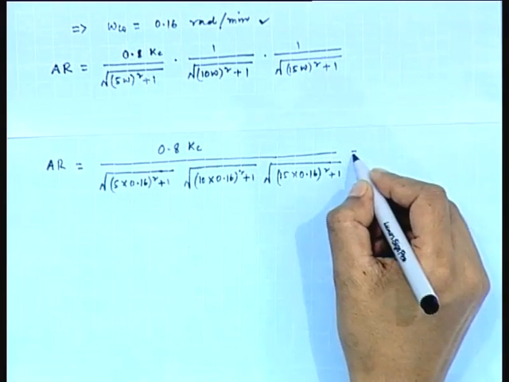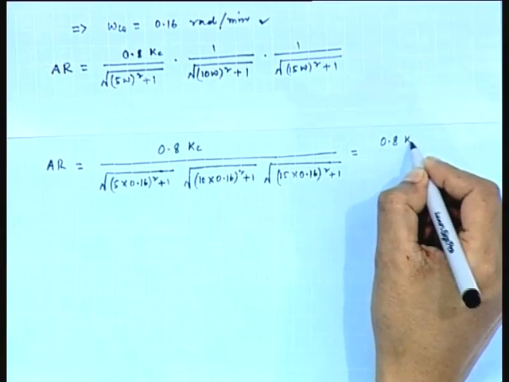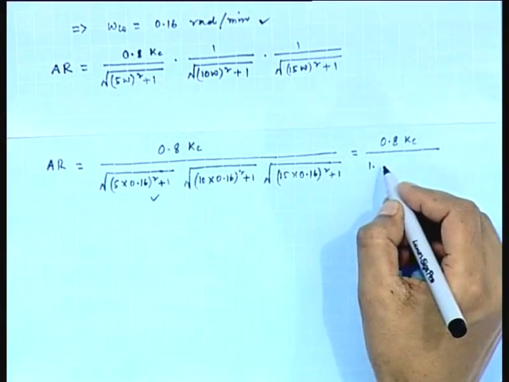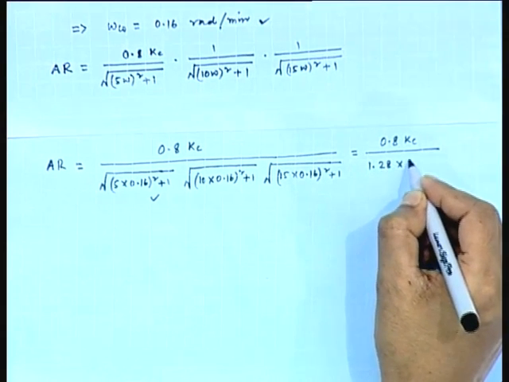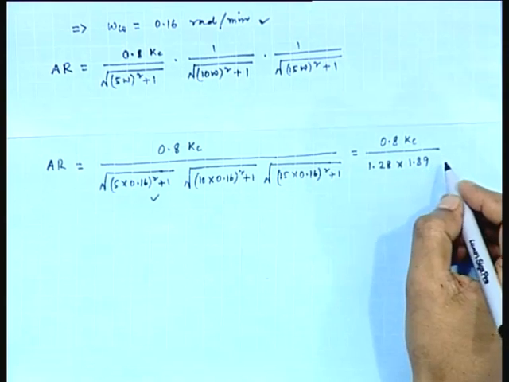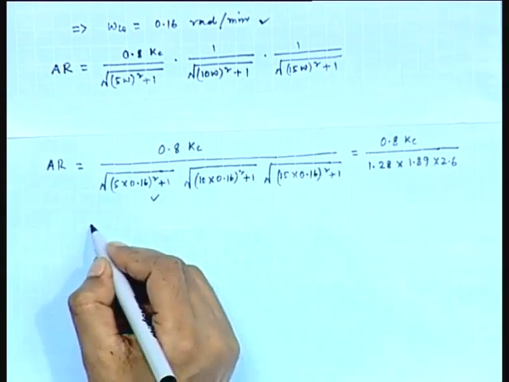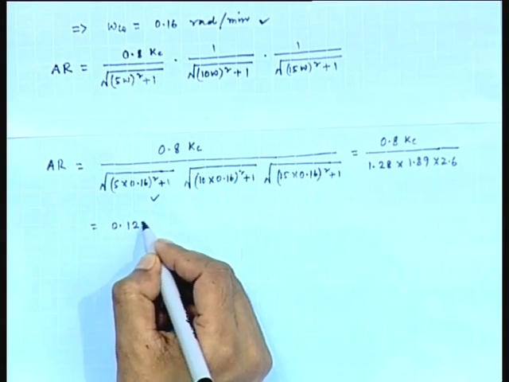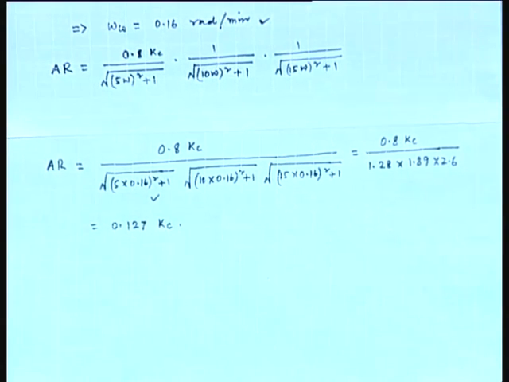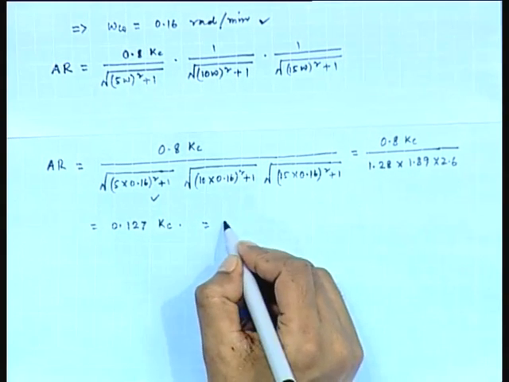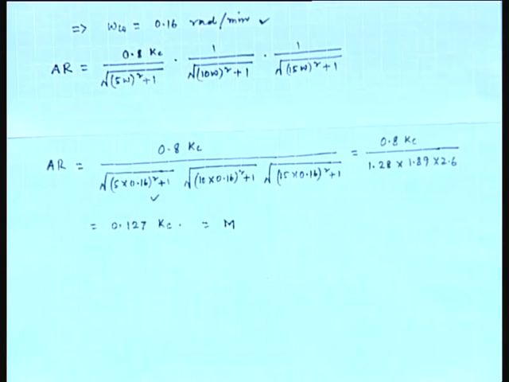Fine. This is equal to 0.8 Kc divided by the first term yields 1.28, the next term gives 1.89 and the third one gives 2.6, which is equal to 0.127 Kc. So, at crossover frequency we obtain the amplitude ratio this much. Suppose this is equal to m.